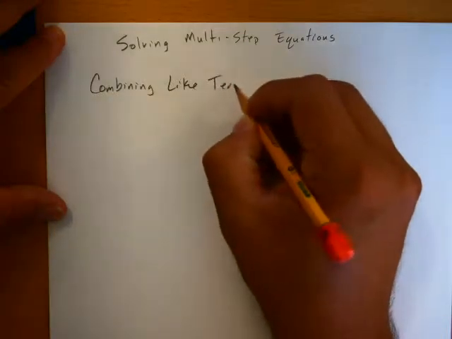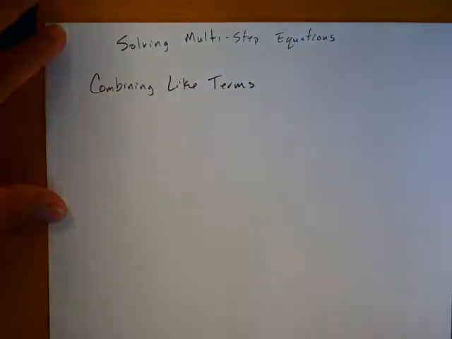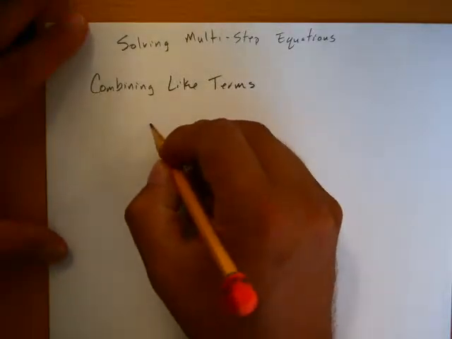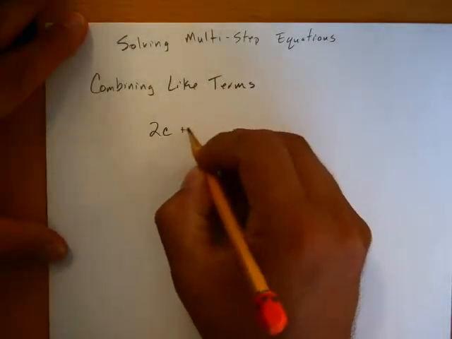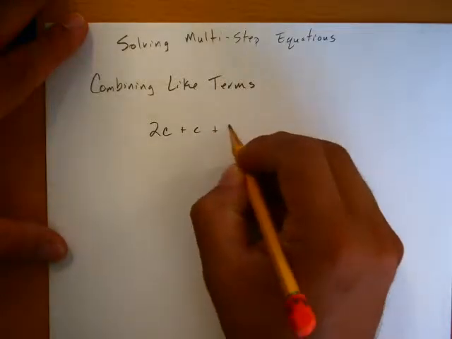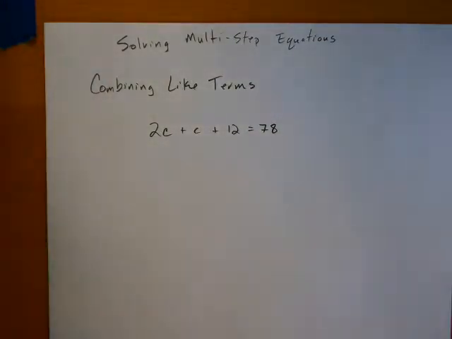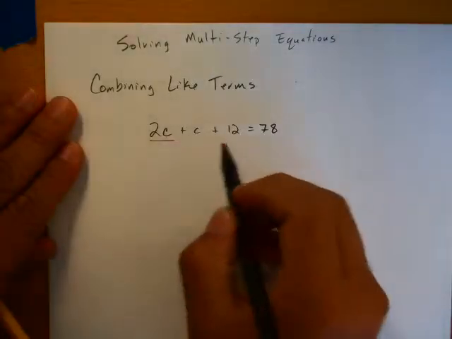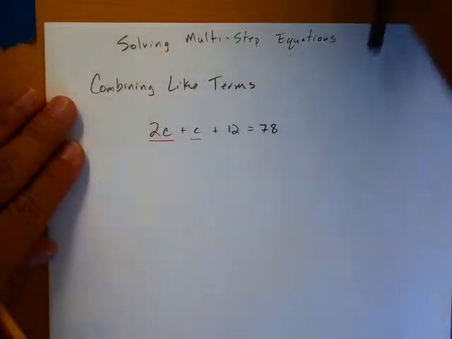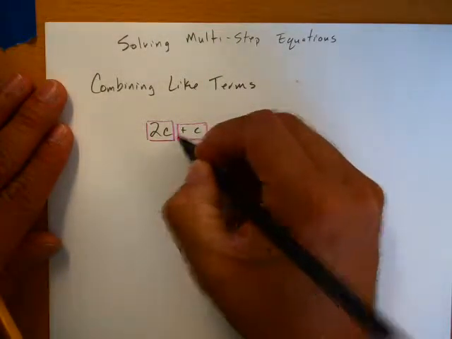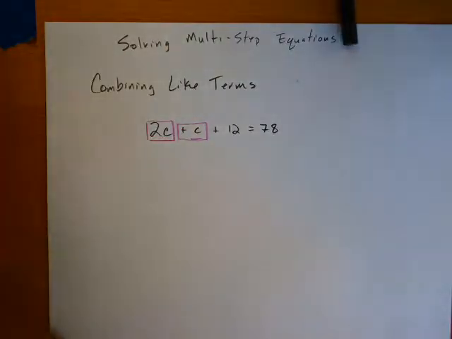Combining like terms is this idea that if they have the same base, then we can combine them into one term. So let's look at an example of what that might look like. Say I have an equation that looks like this. Now, the like terms in this case are the 2c here and the 1c here. Now remember that the term includes the operation in front of it. So these would all be separate terms in the equation.